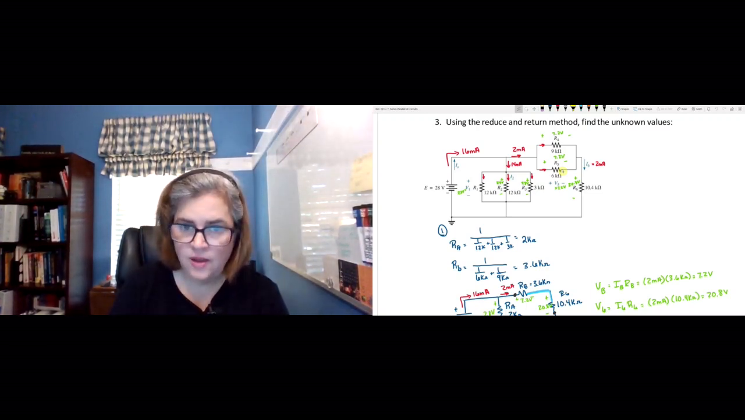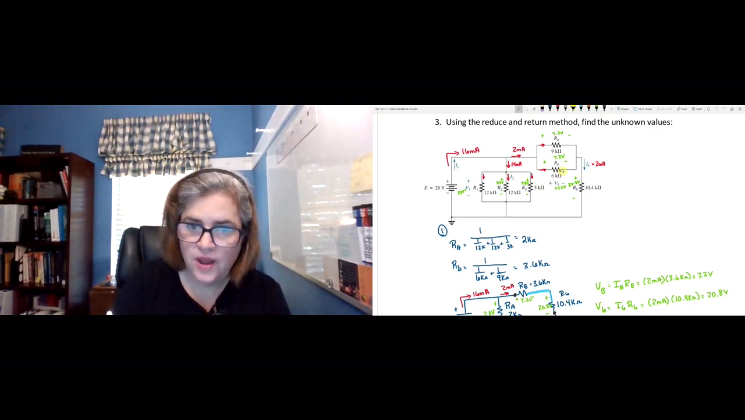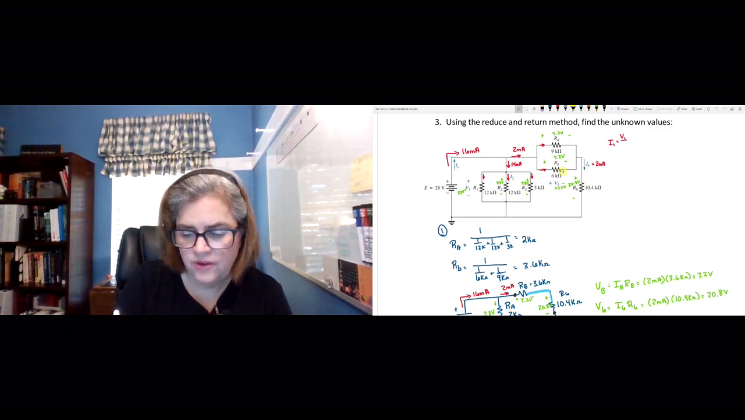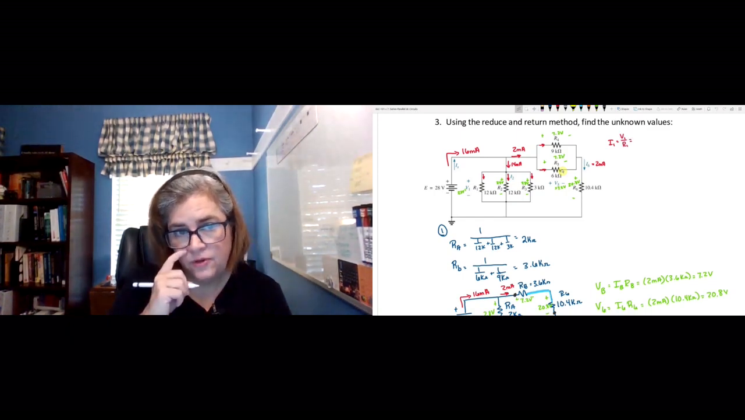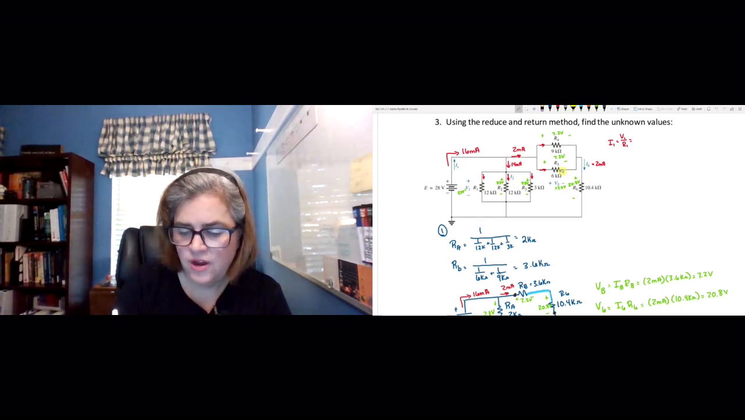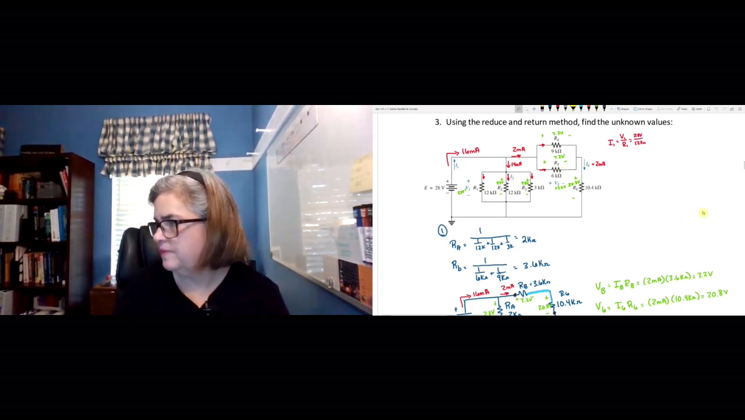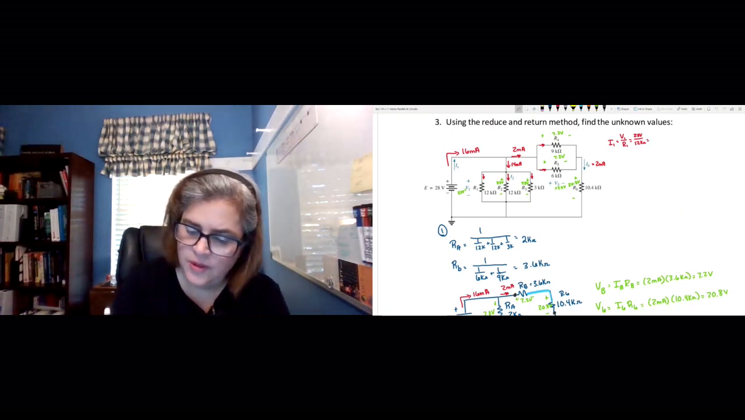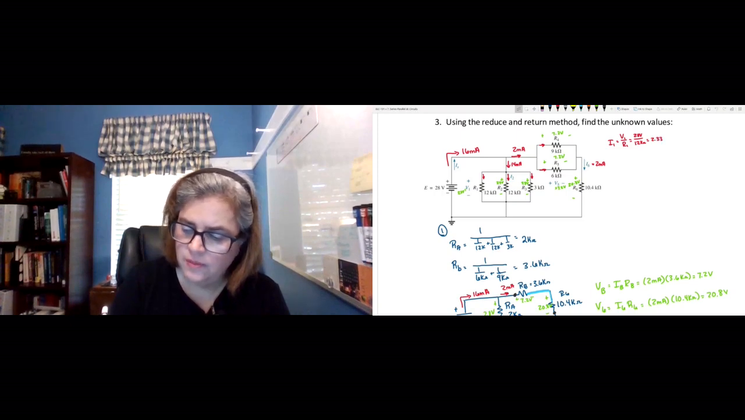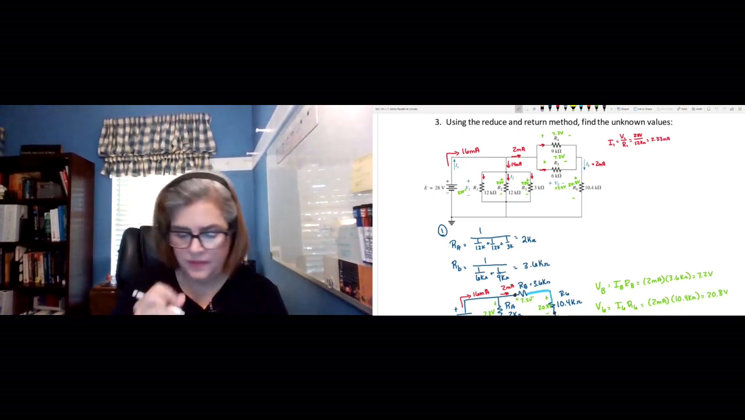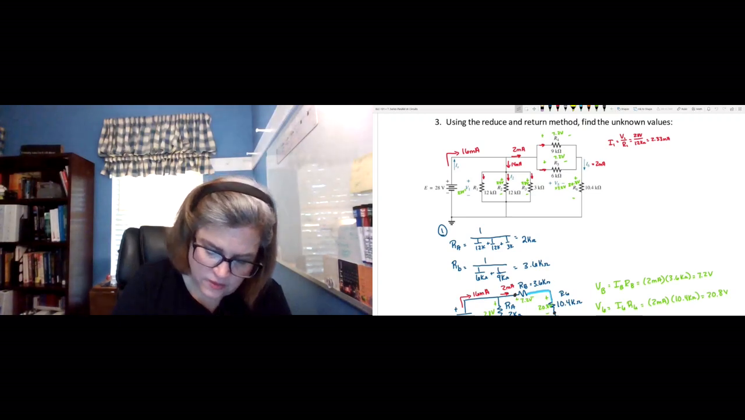Okay, so let's start with I1. So I1 is defined as the voltage drop across R1 divided by R1. So for R1, we've got a 28 volt drop across 12 kiloohms of resistance. So that would be about 2 1/3 milliamps. Okay, so I'm going to draw that in. 2.33 milliamps.